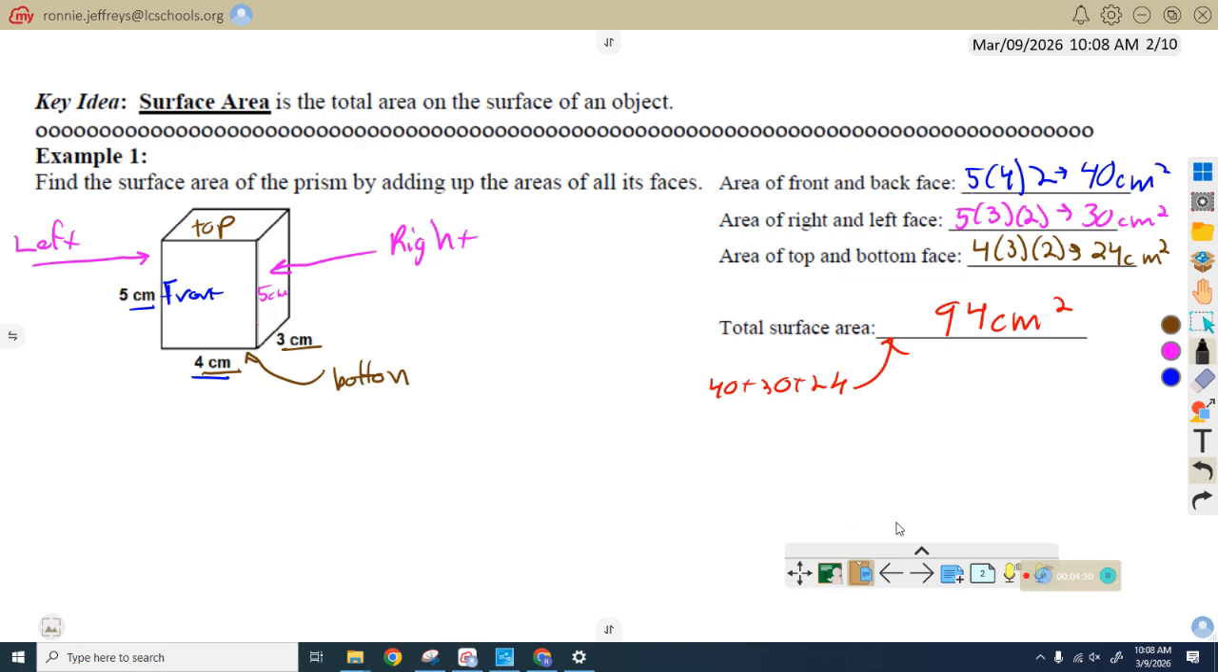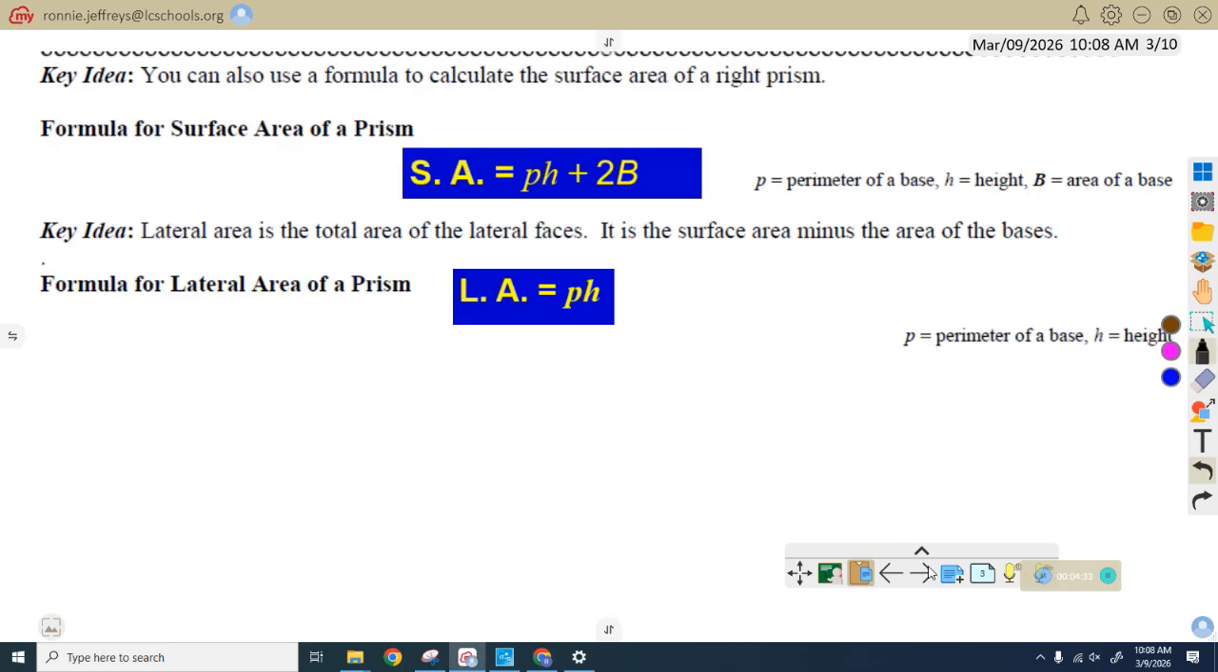All right. So now I'm going to pause here in a little bit because I'm going to let y'all write this down. So this SA, surface area, is the perimeter of a base times the height plus twice the area of the base, where big B is the area of the base. It's kind of weird when we start saying big B, little b, this, that, and the other. And lateral area is just the perimeter times the height.